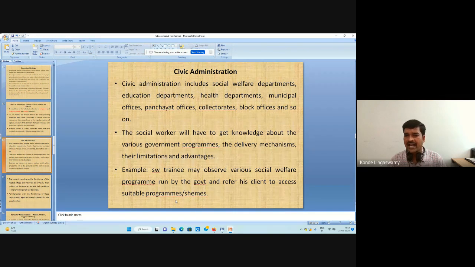The social worker will have to get knowledge about the various government programs, the delivery mechanisms, and their limitations and advantages. For example, as a social work trainee, you may observe various social welfare programs run by the government. For example, in your country, the Nigerian government, which types of social welfare programs are being offered?